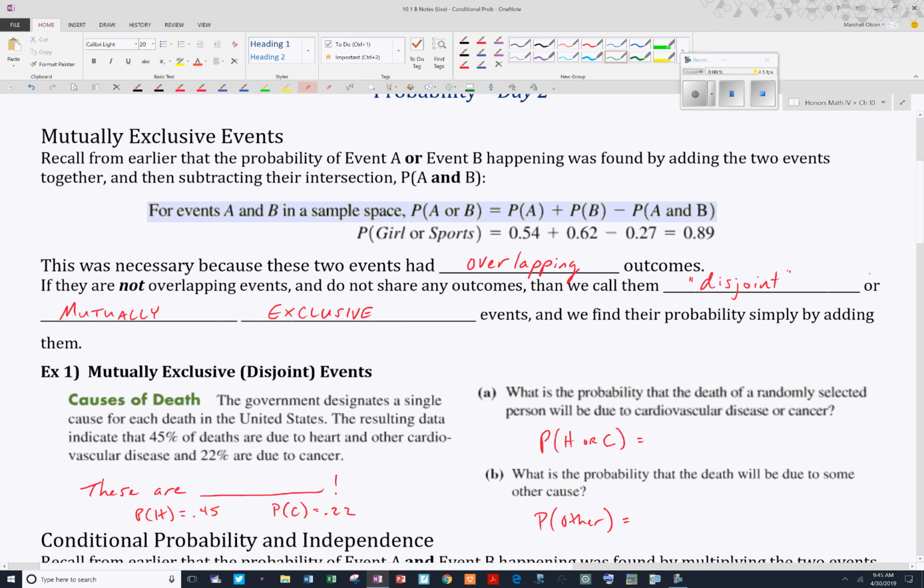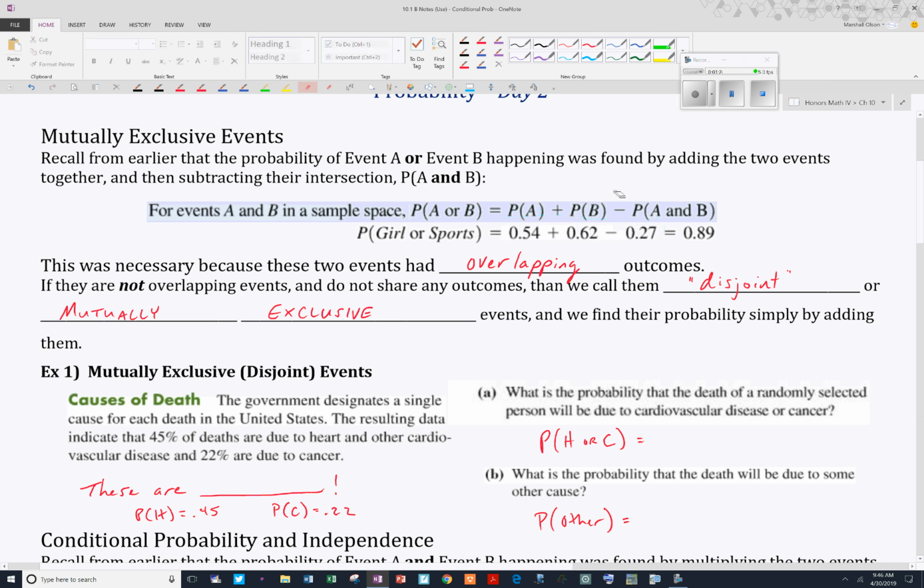So we start with that same exact example right there. I just pulled this from yesterday's stuff. What we found out yesterday is that the probability that a randomly selected student was a girl or they played sports was 0.89. And using the formula, that's how you would find that 0.89. The probability that they're a girl plus the probability that they play sports, but then subtracting that intersection. Okay?